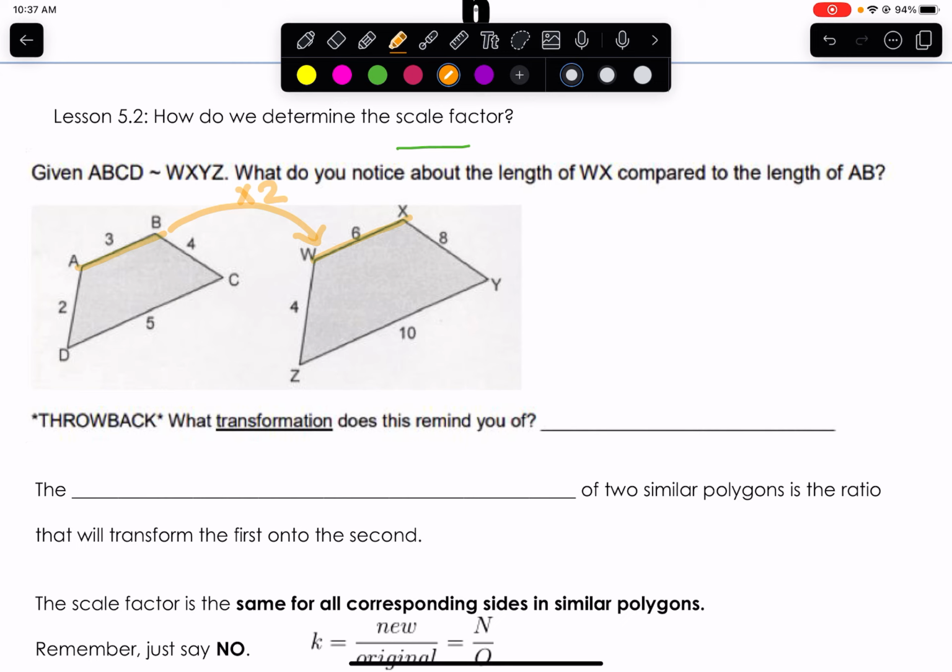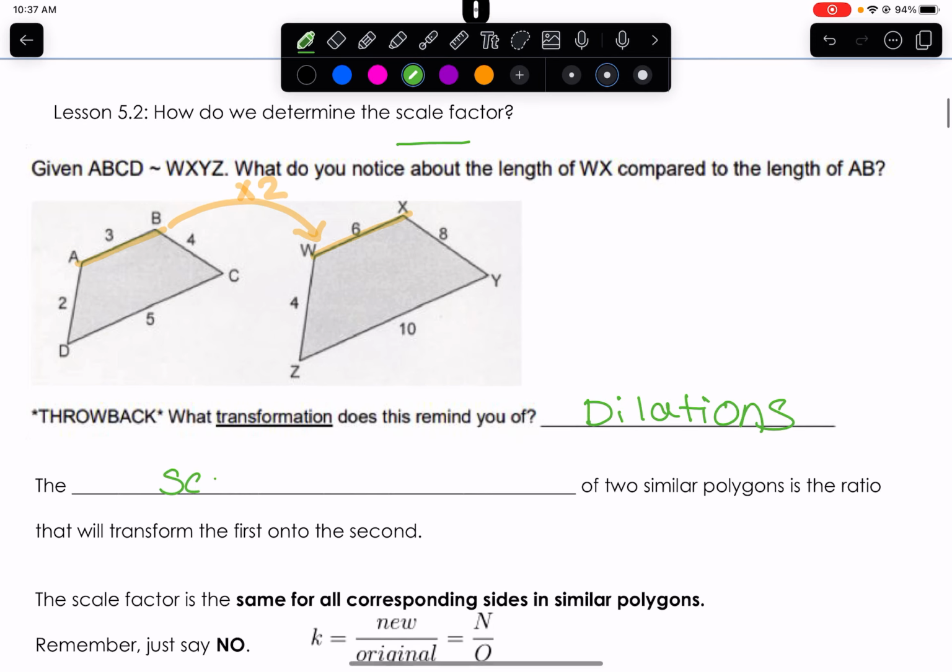If I'm multiplying by 2, this should bring you back to our first unit when we talked about dilations. Dilations are the only transformation that preserve the shape but not the size, right? So we are always using a scale factor to transform one shape into another. The scale factor of two similar polygons is the ratio that will transform the first onto the second. So we're always going to be looking at the new over the original.